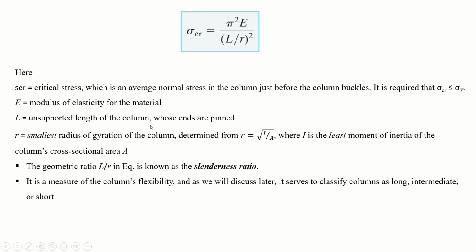So what are these things? They are explained here. You can go through it by yourself. This is sigma critical. Mistakenly it is shown as S, so don't get confused about it. This is critical stress, and the rest of the things are the same, except this radius of gyration, which is equal to the square root of I by A, right? And I is equal to A times R squared. The geometric ratio L by R in the equation is known as the slenderness ratio. It is a measure of the column's flexibility, and as we will discuss later, it serves to classify columns as long, intermediate, or short.